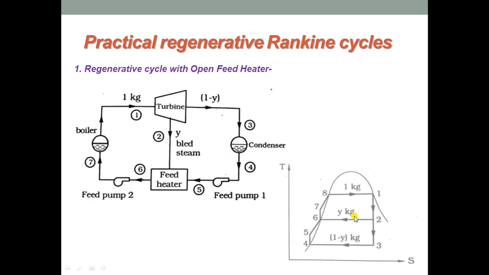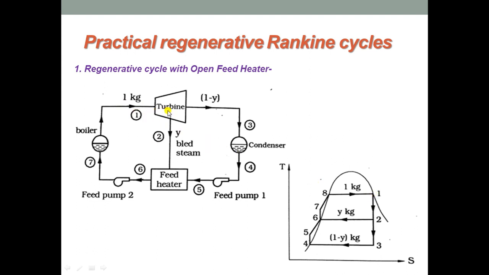So, it is a flow diagram and a TS diagram which represents the regenerative cycle with open feed water heater. The flow diagram of a single open feed water heater and the corresponding TS diagram are shown in the figure. Consider 1 kg of steam entering the turbine at condition 1, and you can observe in the TS diagram this is condition 1 and it is dry saturated steam.